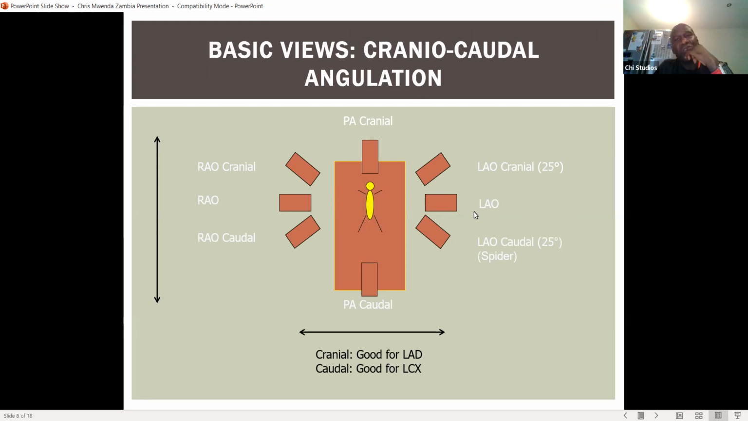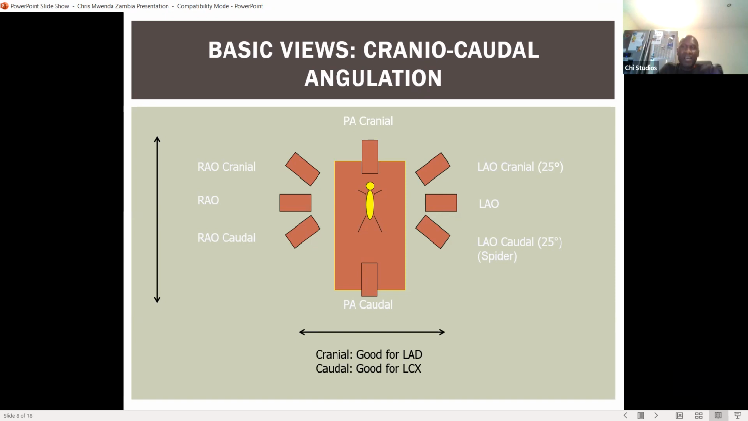And we have the PA LAO caudal. This is what we call the spider. I think I should have shown you some. When you take a picture of it, it will look more or less like a spider. We have the left main starting, then we have the LAD on top and the circumflex on the bottom. So it forms like a bifurcation like this. That's why we call it a spider. This is a very good view if you are assessing the left main and the proximal circumflex, proximal LAD. This is the best view you use.